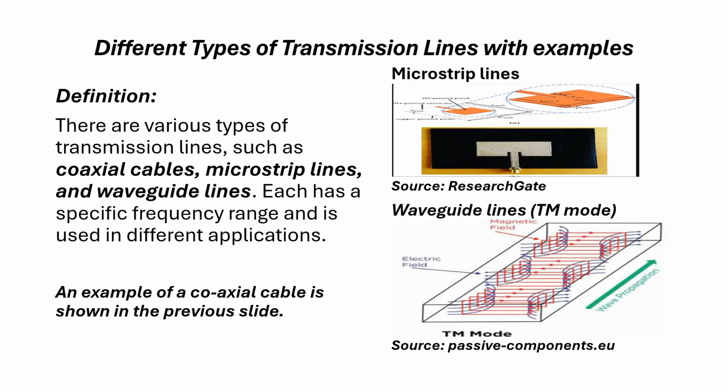The second slide of the presentation is about the different types of transmission lines. I mentioned three of them. One of them is the coaxial cable, the same one that I showed in the previous slide. The second and third ones are microstrip lines and waveguide lines. I also provided images of those two. Let's move on to the third one.